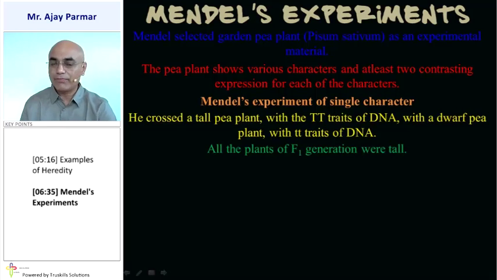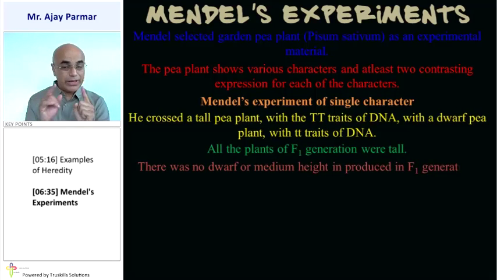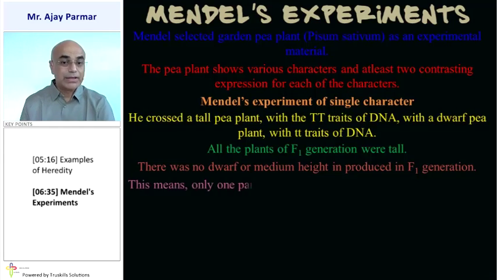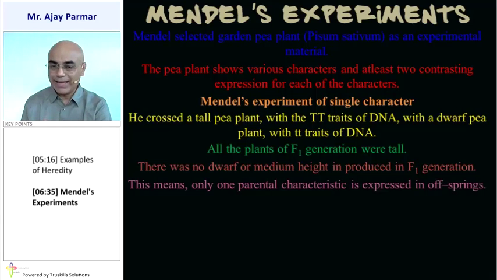All the plants of the F1 generation were found to be tall. That means when he crossbred a tall parent with a dwarf parent, then whatever offsprings were obtained, those new generations, that is F1 generation, were all of them tall. There was not a single dwarf or even a medium height plant produced in F1 generation. Wonderful, isn't it? That means only one parental characteristic is expressed in the offsprings. That is tallness in this case.